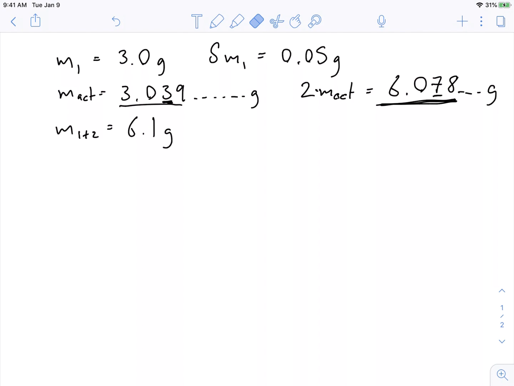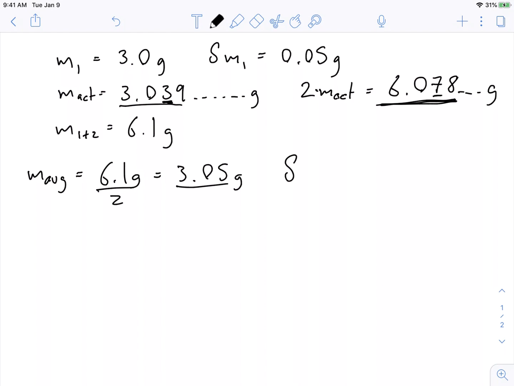And what does error propagation tell you? Error propagation tells you that if I want to find the average mass of one of these masses, well, it's 6.1 grams divided by 2, which is 3.05 grams. So already my value is closer to the real value.